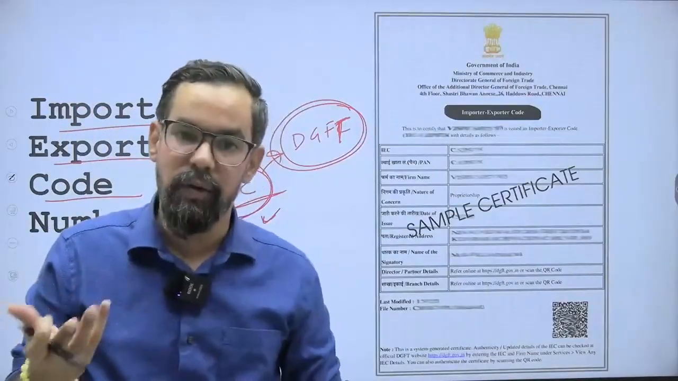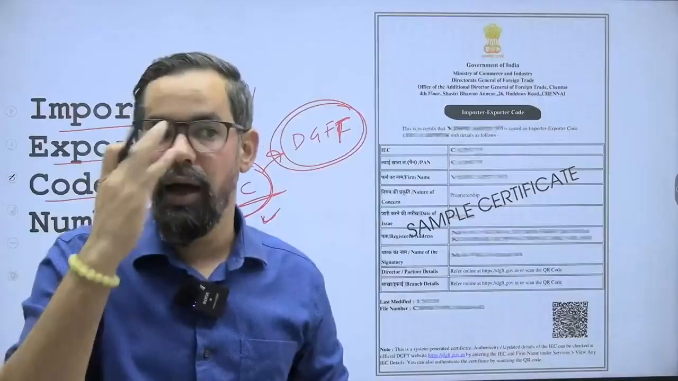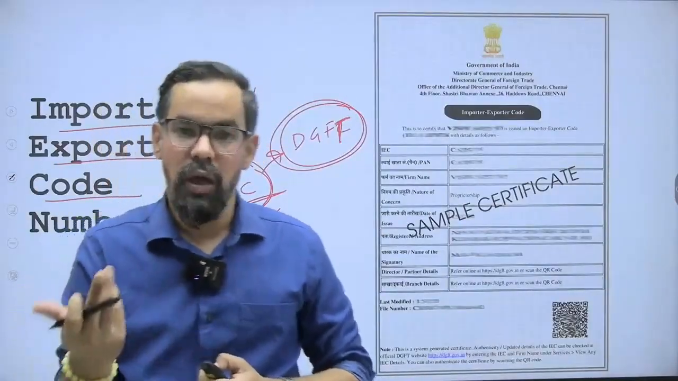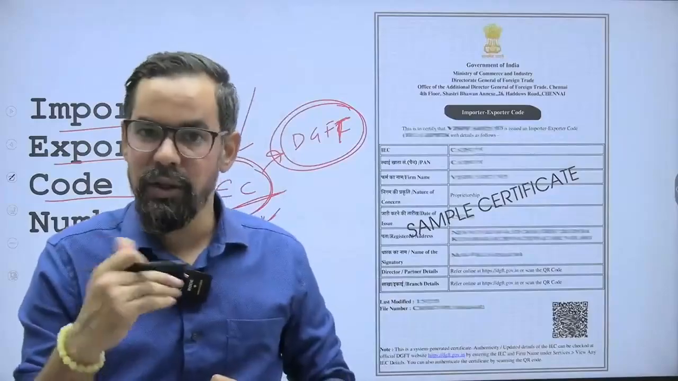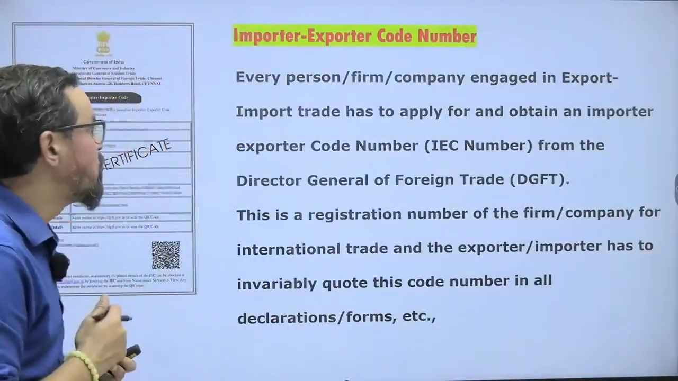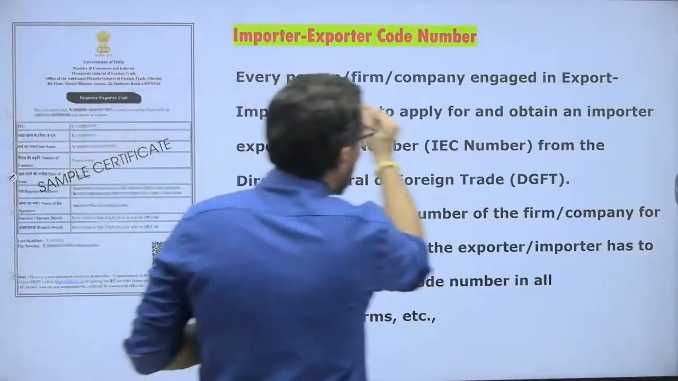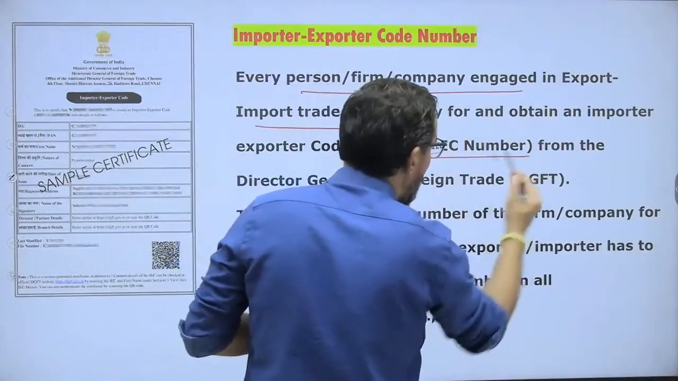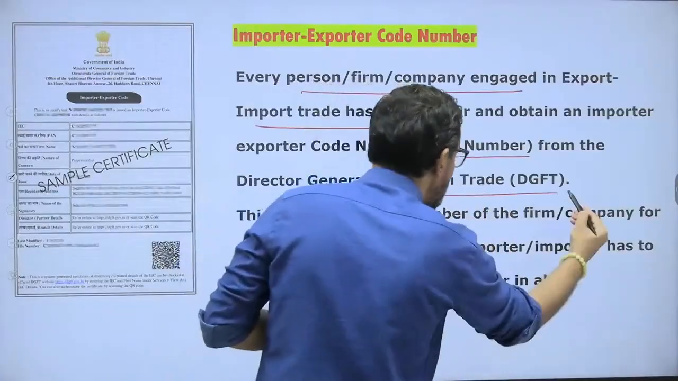Like for LRS, basically with that particular one, authorized dealers or other regulatory bodies keep our data, so that is the PAN number. Similarly for importers and exporters, this number works, okay. So every person, firm or company engaged in export-import trade has to apply for an IEC number with DGFT, okay.